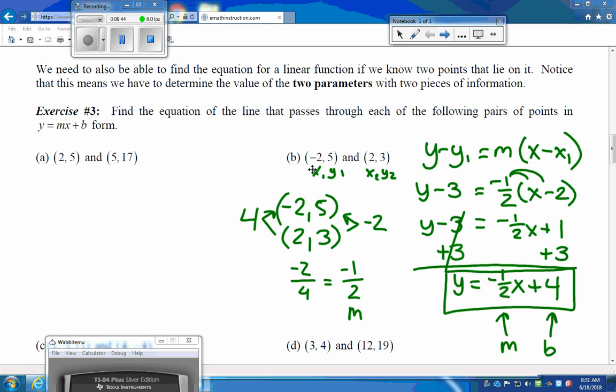So as you try the other examples, again, same thing. First thing you want to do, you want to start with the rate of change, and then you can use that and one of the points to write the equation down.